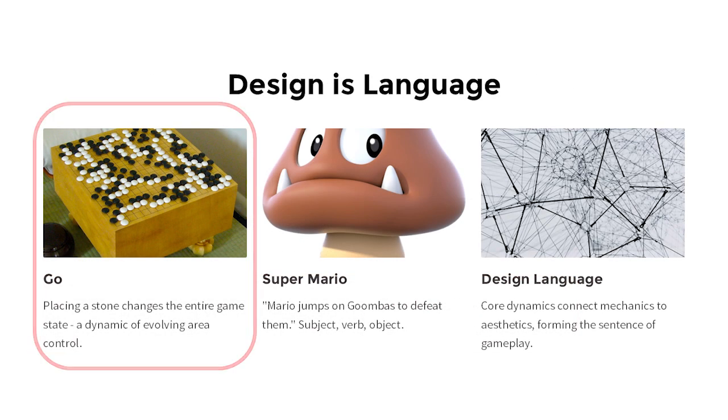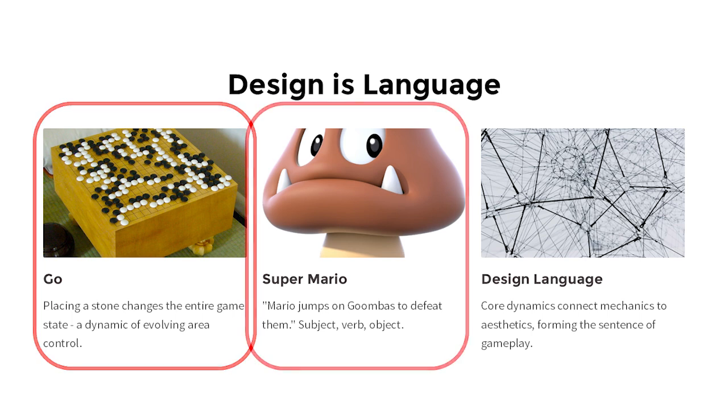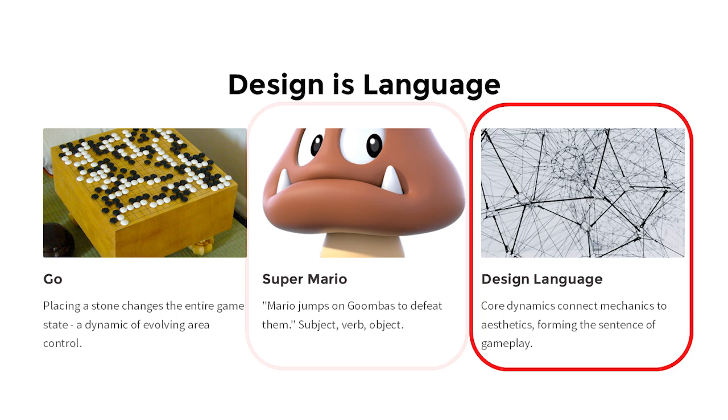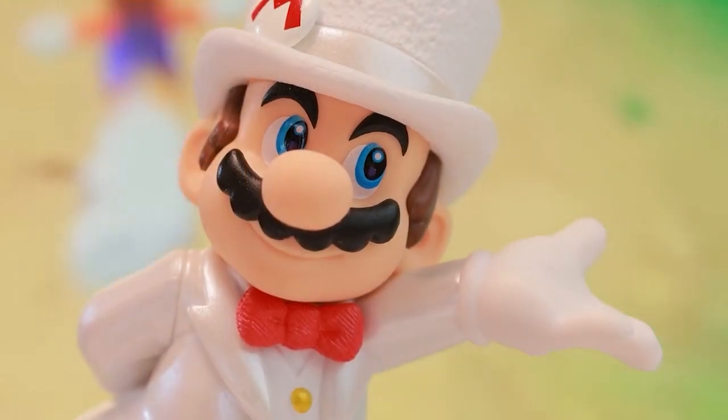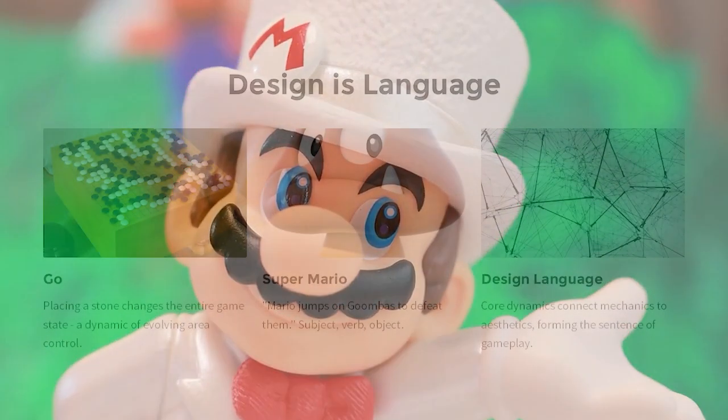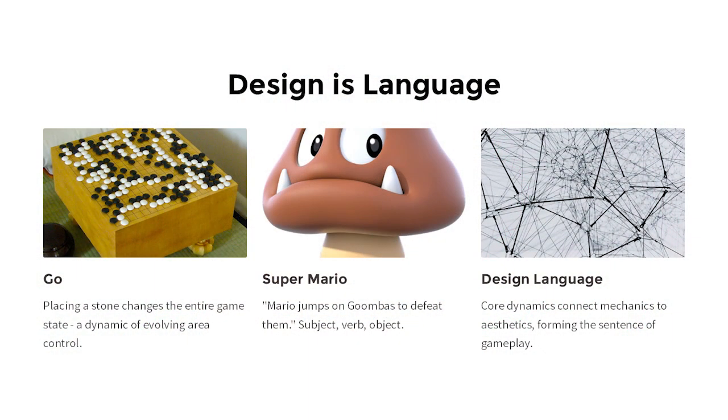In Go, placing a single stone changes the entire game state. That's a dynamic of evolving area control. In Super Mario, the left-to-right movement reflects both progress and exploration. Now, how about after adding power-ups? Now you're reinforcing survival and skill development. Core dynamics connect mechanics to aesthetics. They form the sentence of gameplay. For instance, Mario jumps on Goombas to defeat them. That's the subject, verb, and object. So you can see, great game design is like a flowing language.